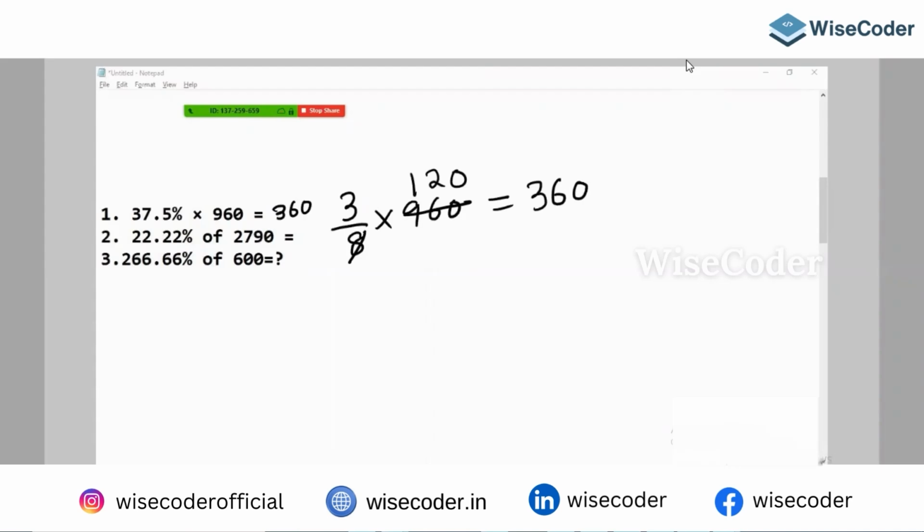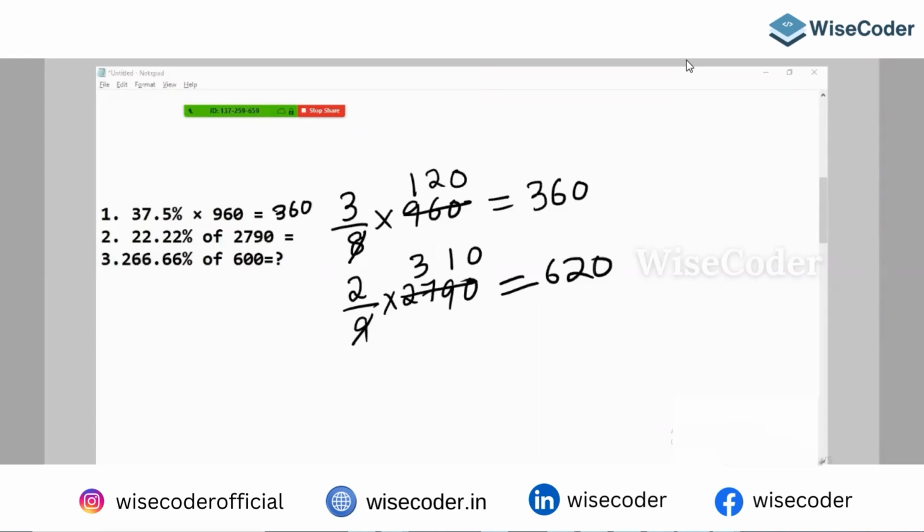22.22% of 2790. What is 22.22? These are multiples of 11. So you can write that value as 2 by 9 into 2790. So 9 threes are 9, 9 ones are 90. So 200, 2 ones are 2, 2 threes are what? 620. See, the job is very easy. Otherwise, it will take a lot of time to calculate it.